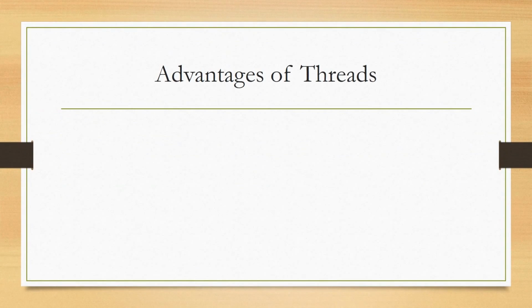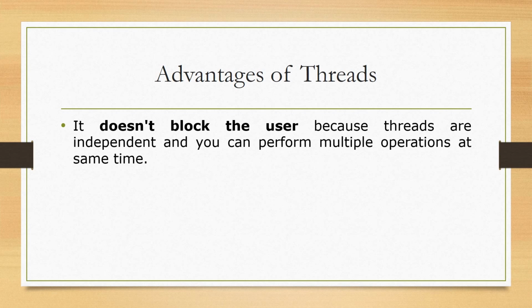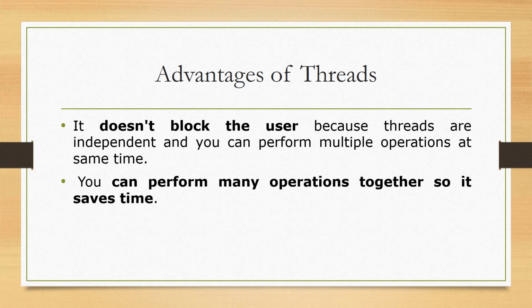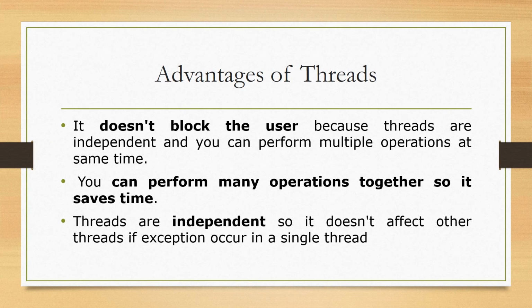Now, what are the advantages of threads in Java? It doesn't block the user thread, because threads are independent and you can perform multiple operations at the same time. You can perform many operations together, so it saves time. Threads are independent, so it doesn't affect other threads if an exception occurs in a single thread.